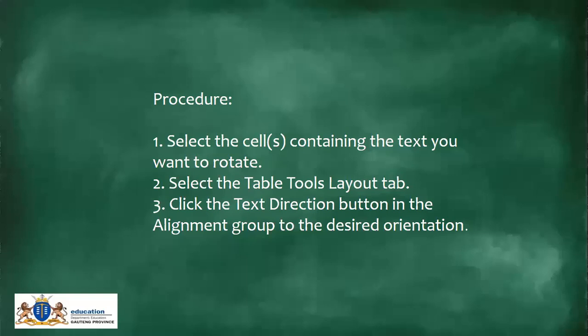So this is a procedure like they said. Number one, select a cell containing the text you want to rotate, that you have seen. I did this. And then select the tab tool layout. That's where to get into this one. So you click the text direction button in the alignment group to the desired orientation, like you have seen. It can go vertical, horizontal, sideways. So there are so many ways in which you can do that.